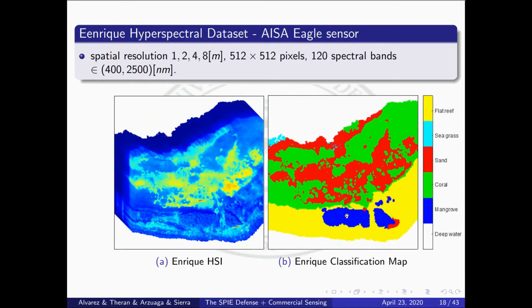The Enrique Reef hyperspectral image consists of 120 bands taken from an ITRES CASI sensor with spatial resolutions of 1, 2, 4, and 8 meters. The Enrique Reef is located in the natural reserve area known as La Parguera in Lajas, in southwest Puerto Rico. The image was captured by the Galileo Group in 2007. There are 6 classes: mangrove, deep water, coral, sand, seagrass, and flower reef.